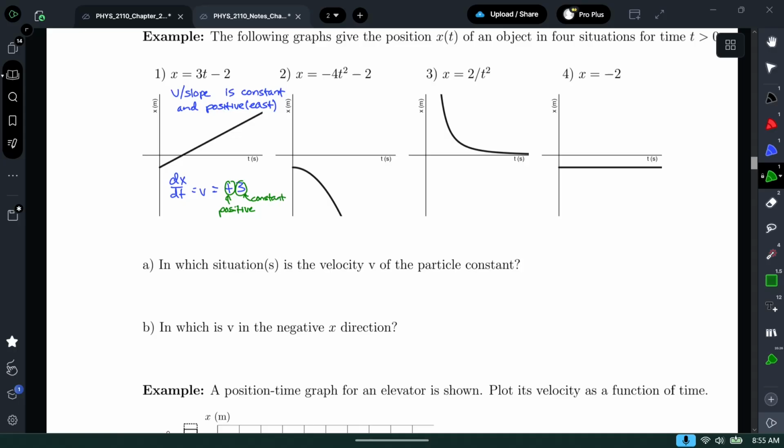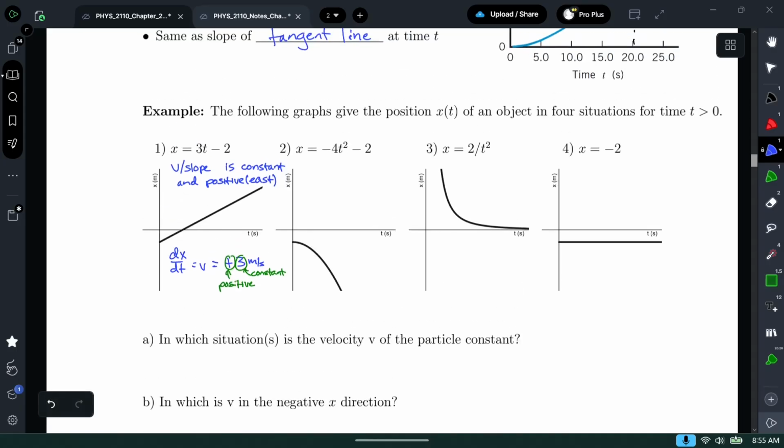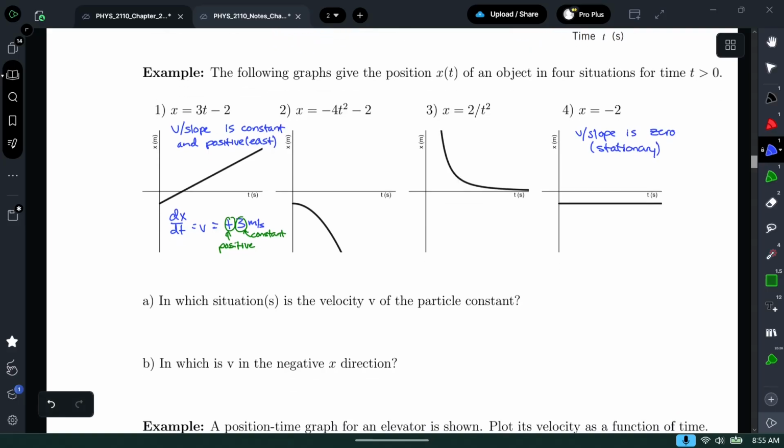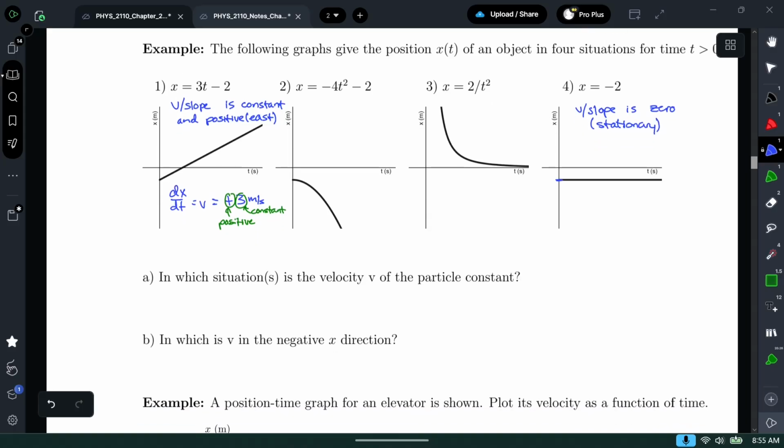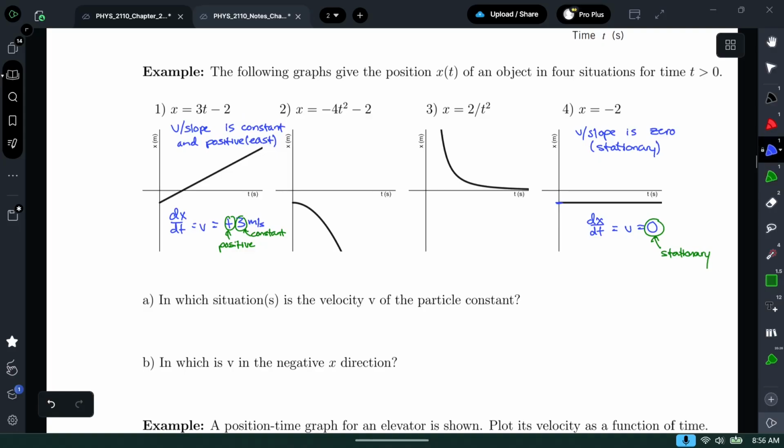So this is someone who's always going 3 meters per second, let's say, to the east. So that one's not super exciting. Neither is number 4. I'm going to jump to number 4 for a second. What's happening there? It's stagnant. Yep. The slope is 0. They are stationary, because this position that they're at is never changing to a new position. But what's the derivative of a constant? 0. Crazy. All right, now we'll get to the slightly harder ones.